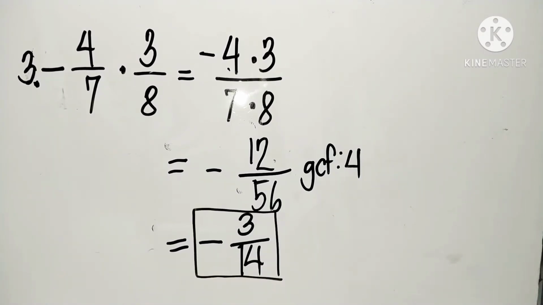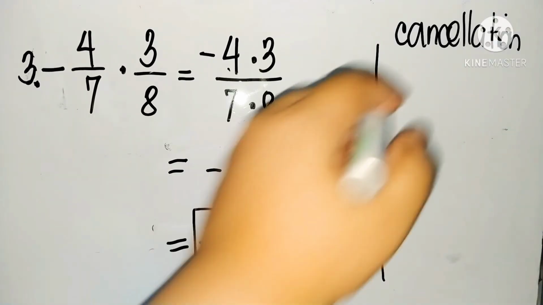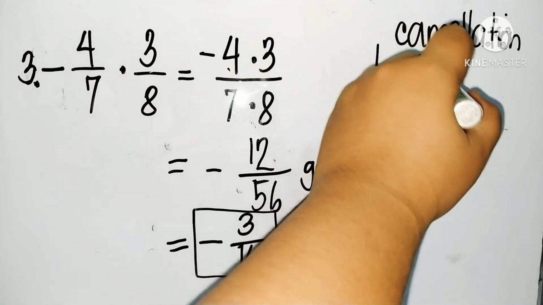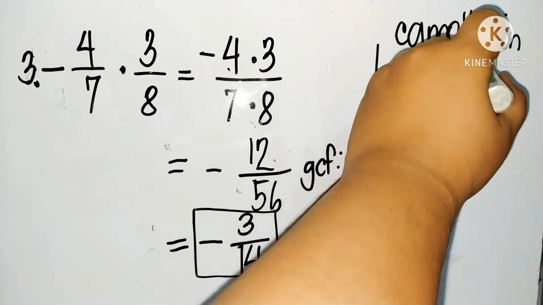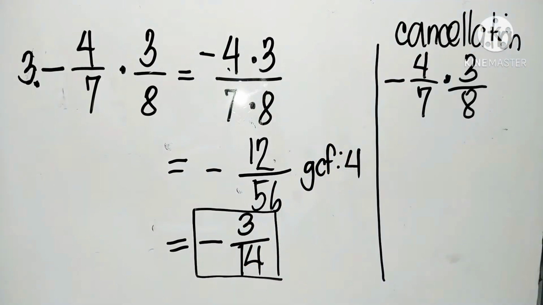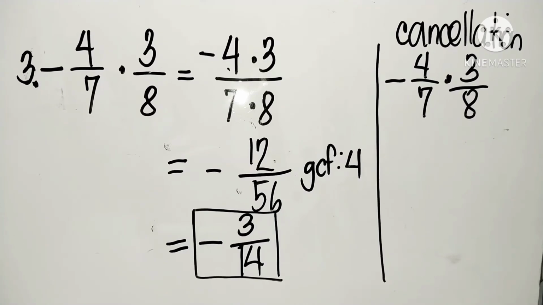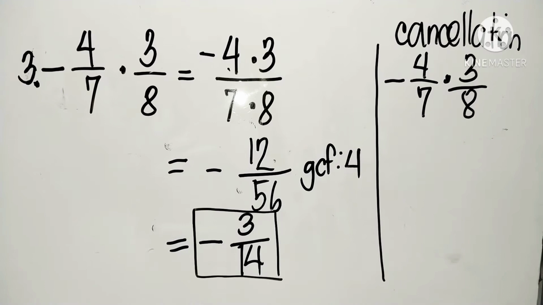I-try natin gamitan ng cancellation method yung problem. So, magiging negative 4 over 7 times 3 over 8. Unlike nung kanina, na 3 and 3 yung kinancel natin sa problem number 2, dito naman, ang makakancel lang natin ay only 4 and 8. Yung 3 and 7, hindi pwede dahil wala silang common factor. Bawal din yung 4 and 7, wala silang common factor. Yung 3 and 8, hindi natin makakancel dahil wala silang common factor.